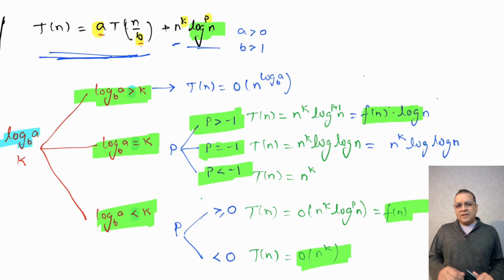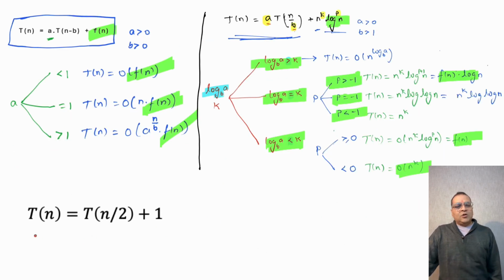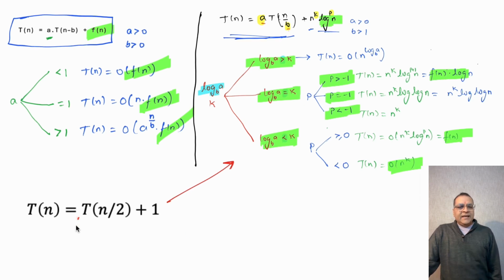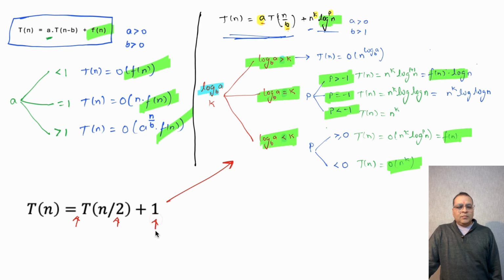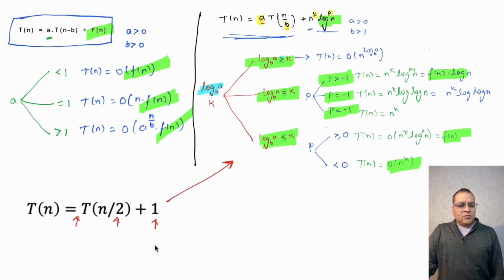Now let's take some examples. Let's look at the first question. The first question is T(n) = T(n/2) + 1. Here n is getting divided by a constant. Therefore, this case will be applicable. In this case, a is 1, b is 2, k is 0 because n raised to the power 0 is 1, and p is also 0.